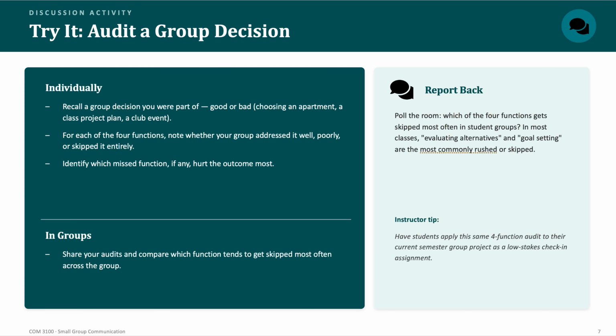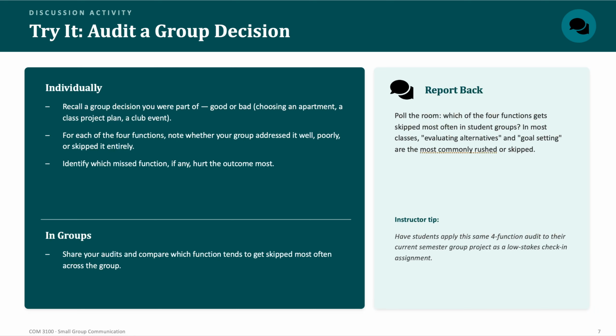So, going back to that last quiz and the last part of the semester, think about a group decision you were part of, either a good or bad one, right? And then think about the four functions and whether your group addressed them well. So did they analyze the problem, consider the alternatives, all those kinds of things? Identify which misfunction, if any, hurt the outcome most. And oftentimes it's just ramming things through. You want to get to the end fast. You really don't spend time thinking about the issue, right?